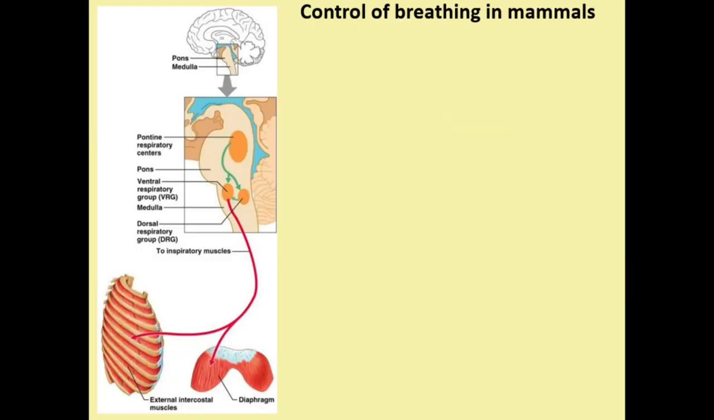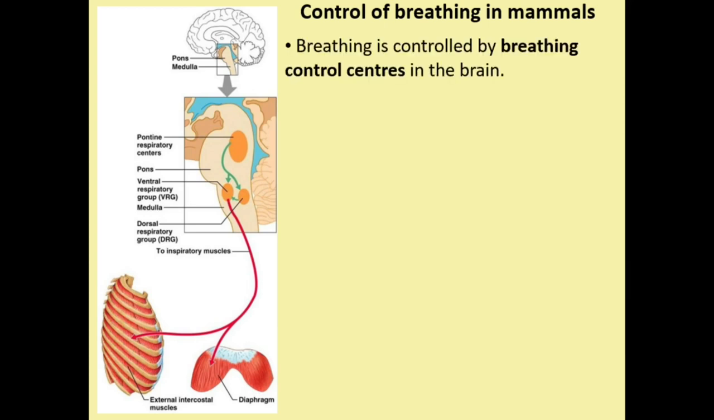Last thing to mention on this is the control of breathing, and I'm going to focus on mammals. Breathing, like everything else that's carried out in the body, is controlled by the brain, by the central nervous system. Within parts of the brain, we have specialized breathing control centers, and they are called the pons and the medulla oblongata. You can see on the diagram over here, this is the brain stem, where the spinal cord comes up into the brain. This is the oldest part of the brain in terms of evolution, so this is where you'll find most of the more primitive functions of the brain, such as breathing.